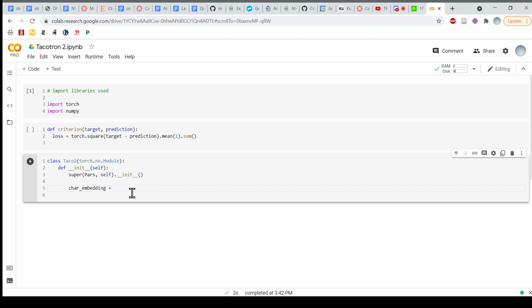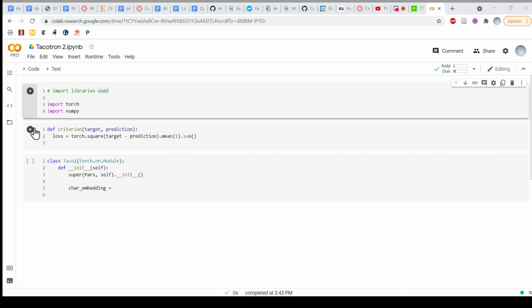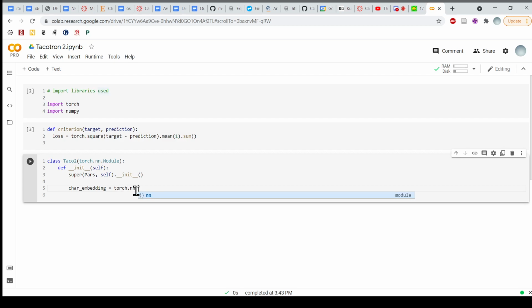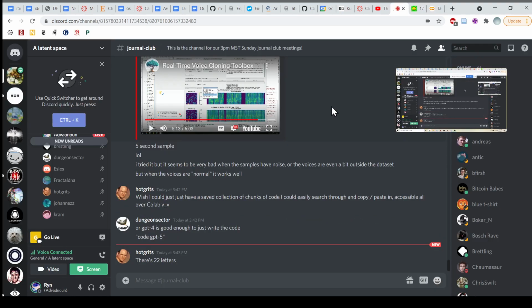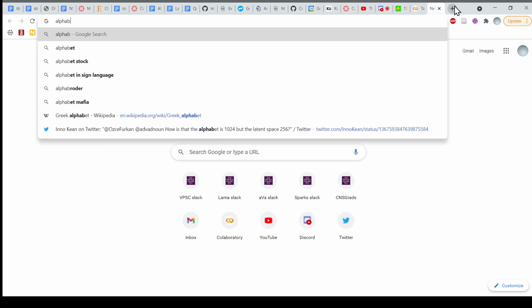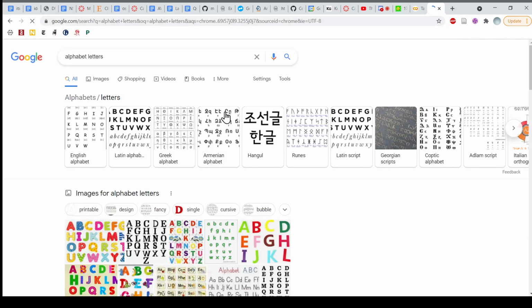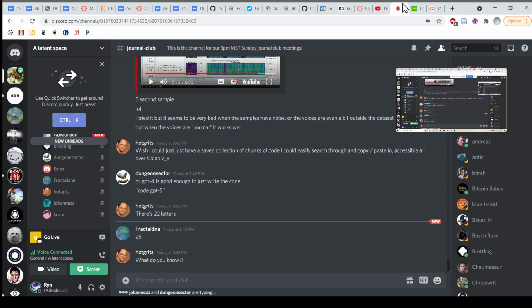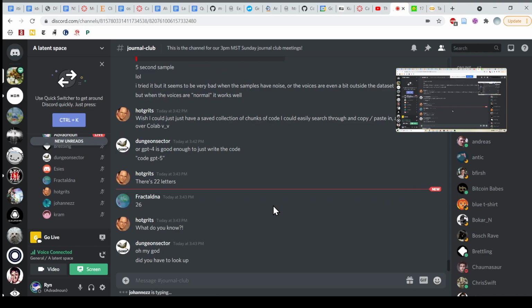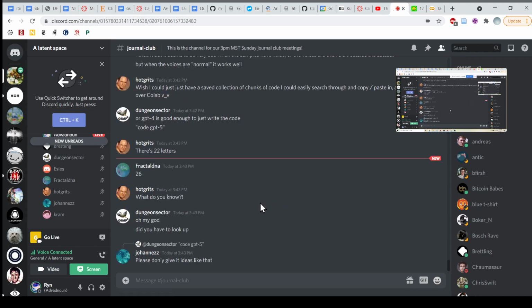Char embedding equals... how many letters are in the alphabet? I'm not even sure. Don't quote me on that, please. torch.nn.Embedding. So we have the embedding and we're going to define it. I know there's more than 22 letters. Right? Am I wrong? This is embarrassing for me. Yeah, I knew it. 26. I didn't want to have to count on my fingers, A, B, C, D, E, F, G. 26 letters, okay.